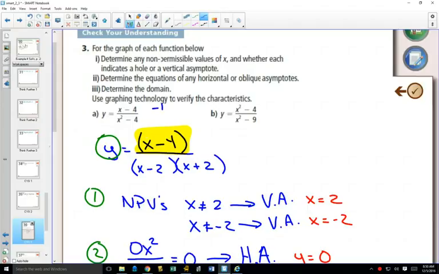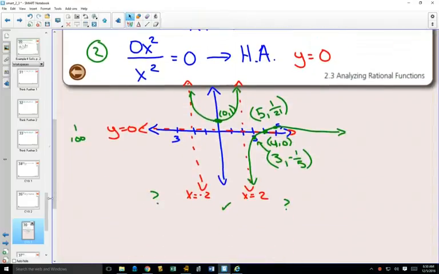Or sorry, I am plugging in -3 right now. So -3 minus 4 will be -7 over (-3) squared is 9. 9 minus 4 is 5. So I get -7 over 5. So if I plug that point in, (-3, -7/5). And now that I have that point, I know there's no more x-intercepts. I know that my graph has to approach my asymptotes. So this part has to go down, and this part has to go over.